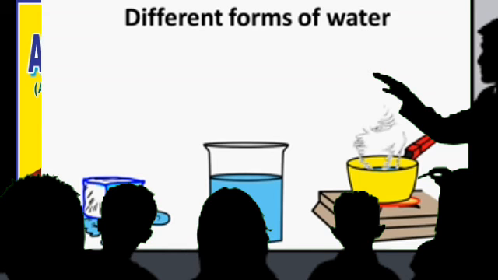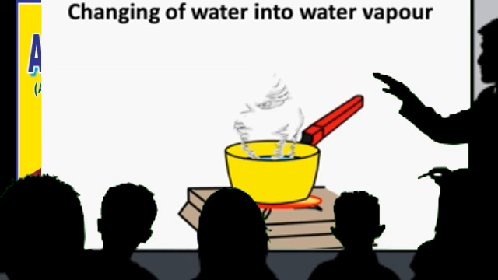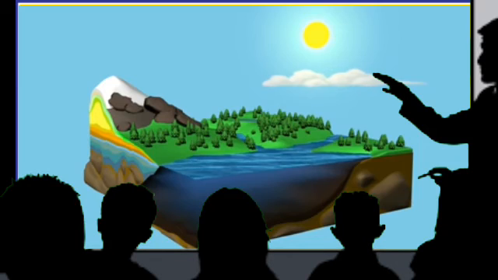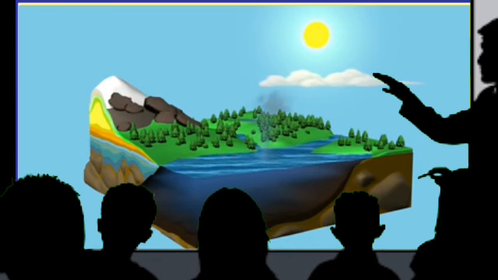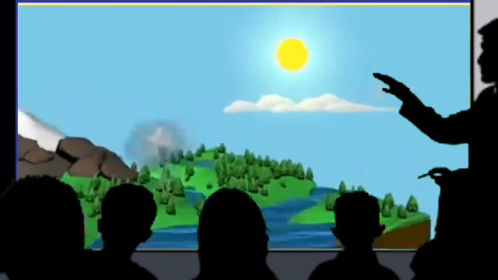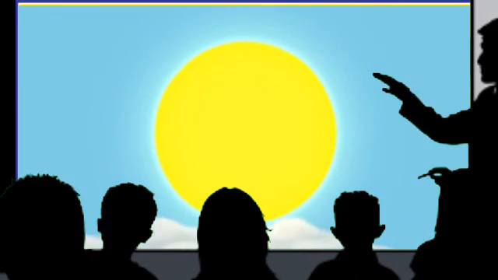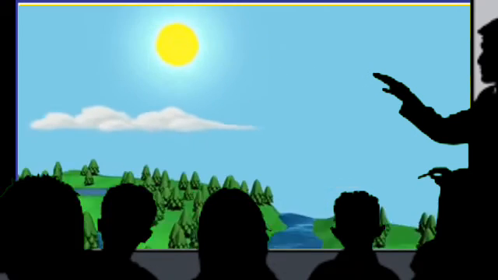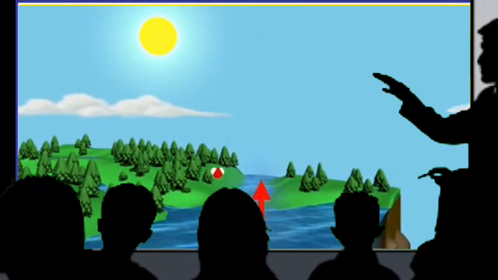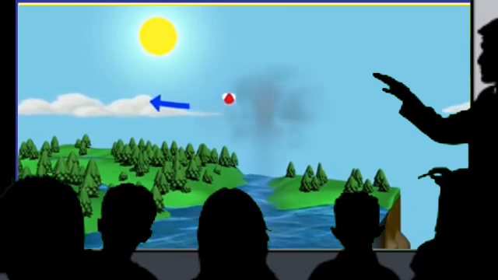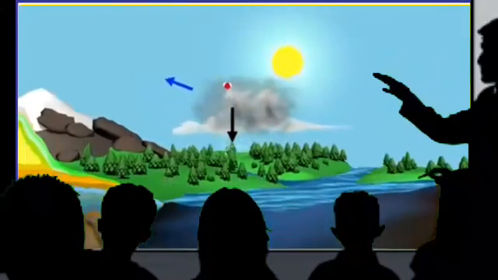Whatever we have come to know, the same thing happens in nature naturally. How? When the sun shines, its heat changes water of seas, rivers, lakes, and ponds into water vapor. Okay, so this water vapor rises up into the air because it is light. As it goes up, vapor cools to form teeny drops of water.